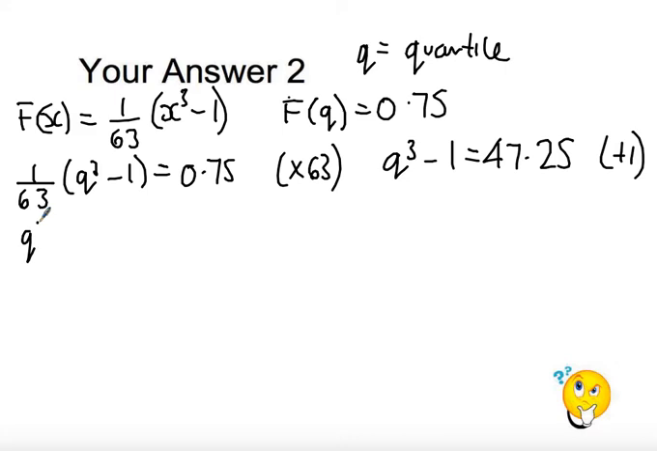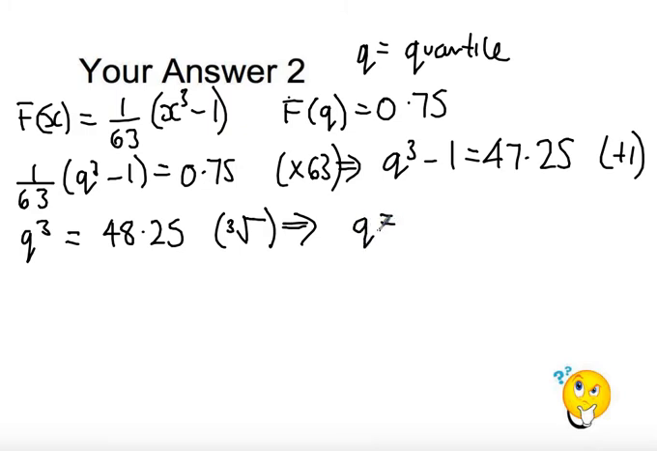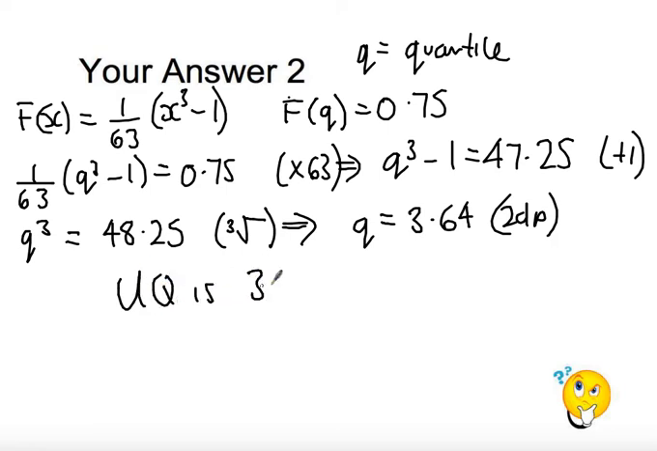So I get left with q cubed is equal to 48.25. And then finally, just as we did before, I'm just going to cube root both sides. And that leads me to the answer that q is equal to 3.64 to 2 decimal places. So upper quartile is 3.64.